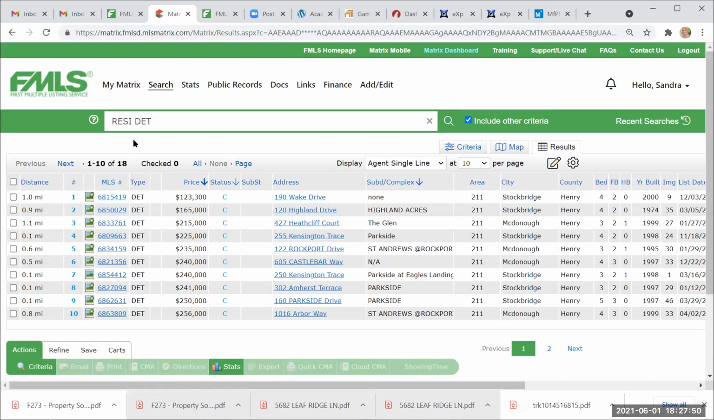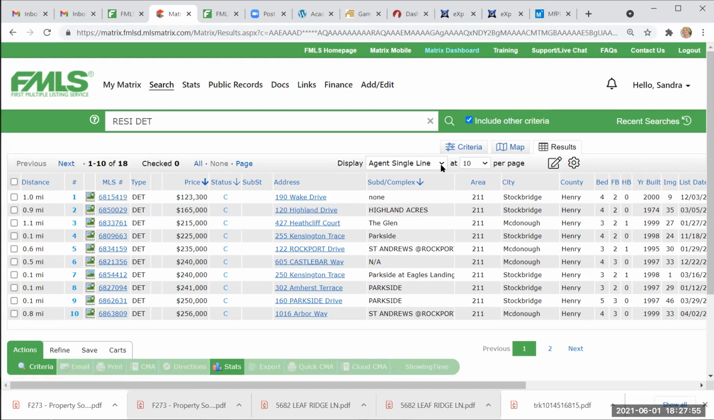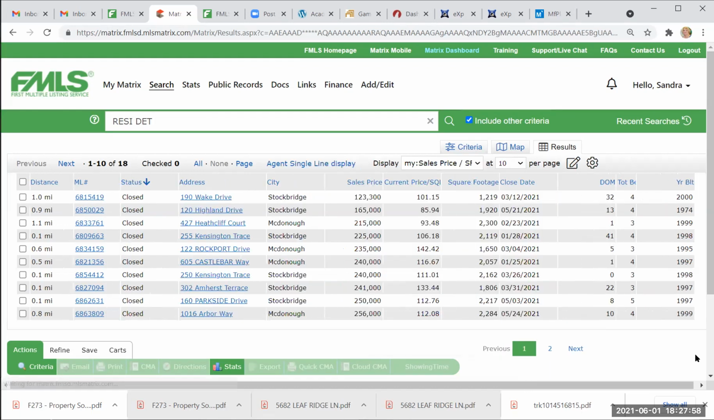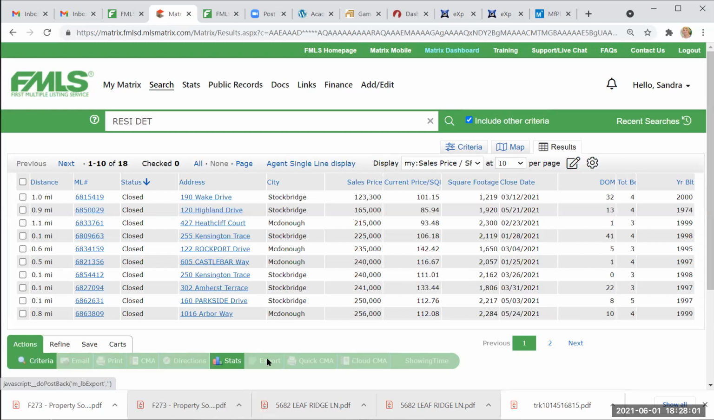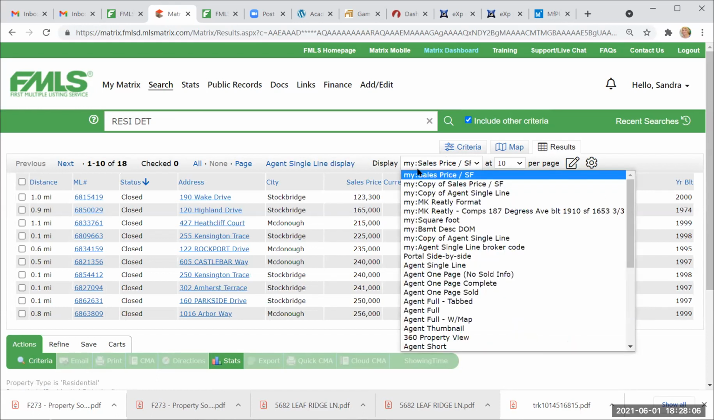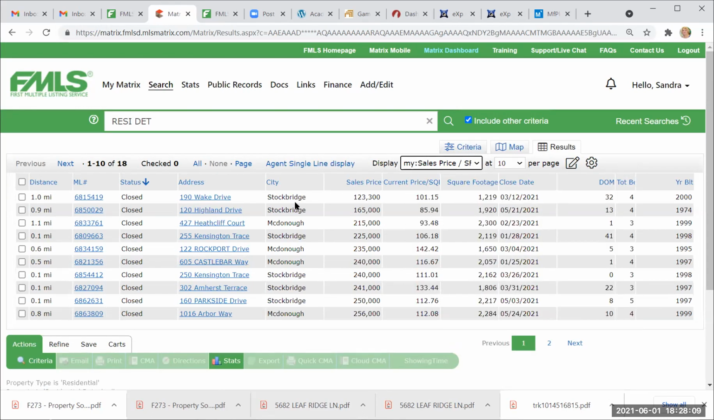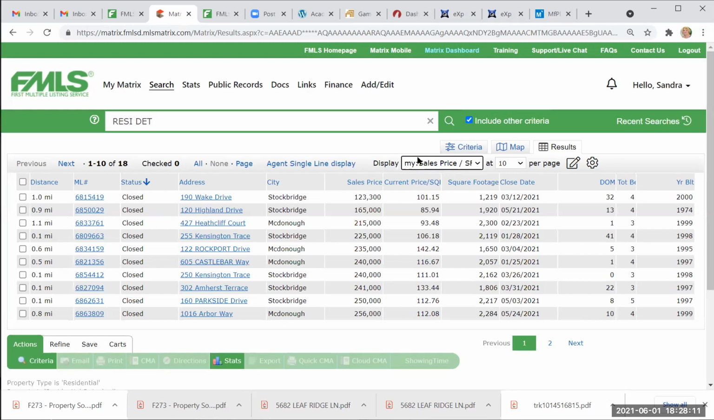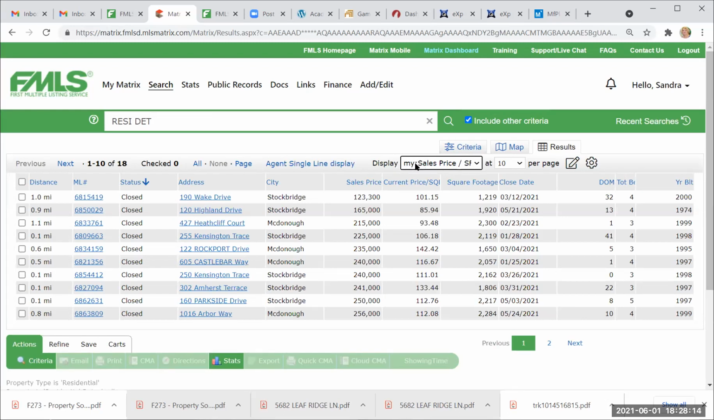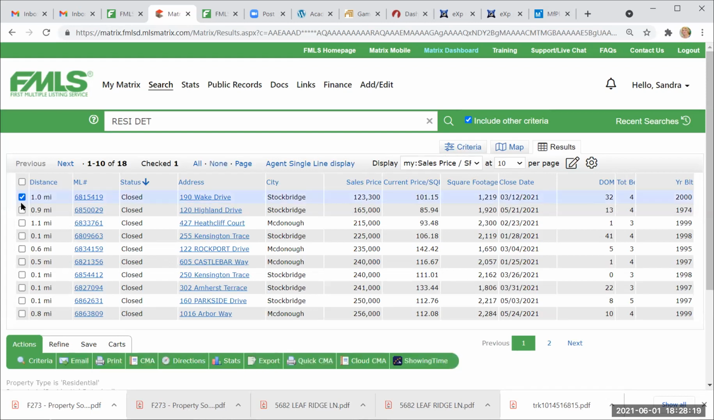So that's my basic. Once I get all of my comps in an area, then I might go to my sales price by square foot. What's the square footage on my subject? 2110. Okay, so now I'm going to go through my list. You see how I switched over to my sales price square footage? That's a custom display that I made that you'll have to learn how to do on Matrix. Then I'm going to click 2110. Now I'm going to get rid of the ones that aren't close enough to square footage.